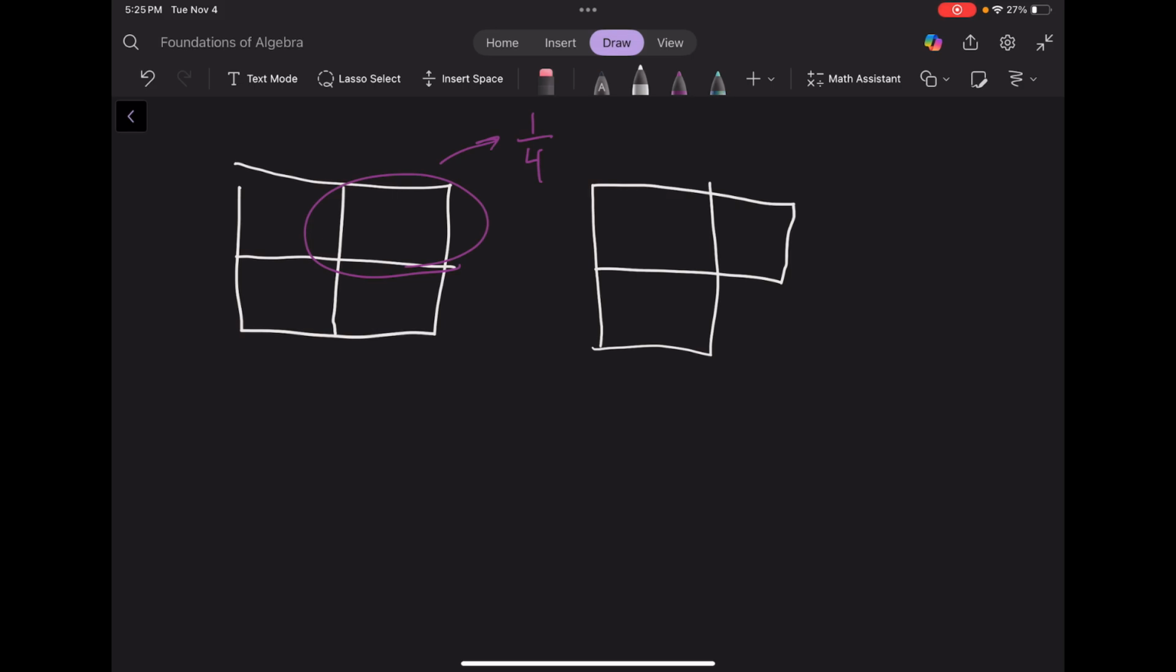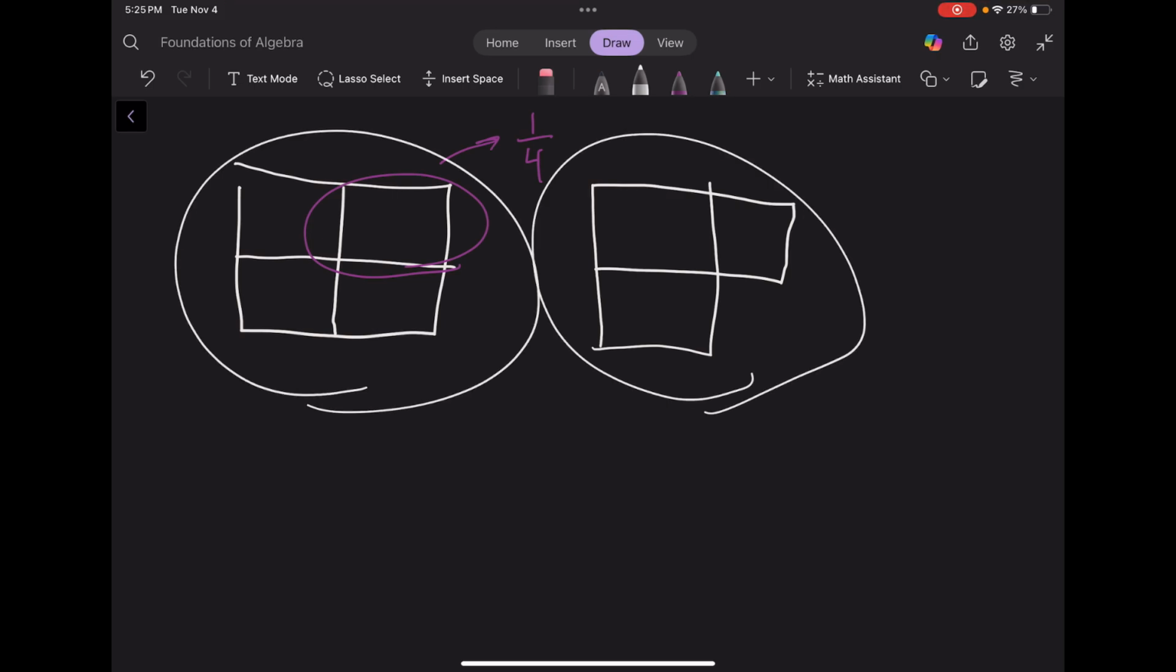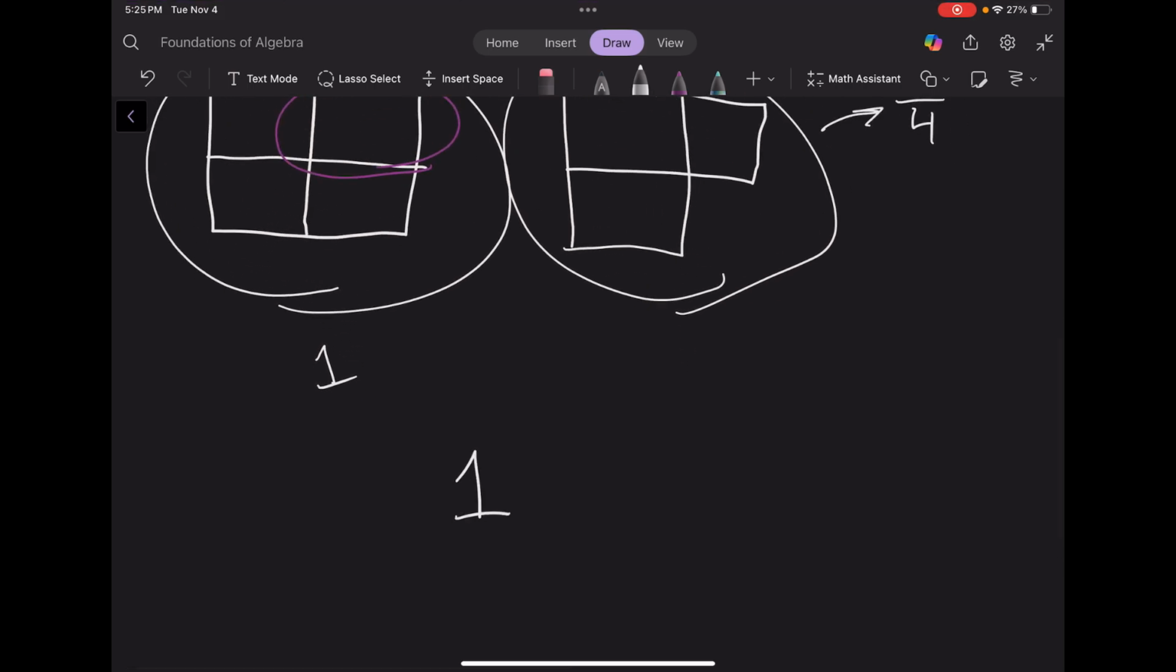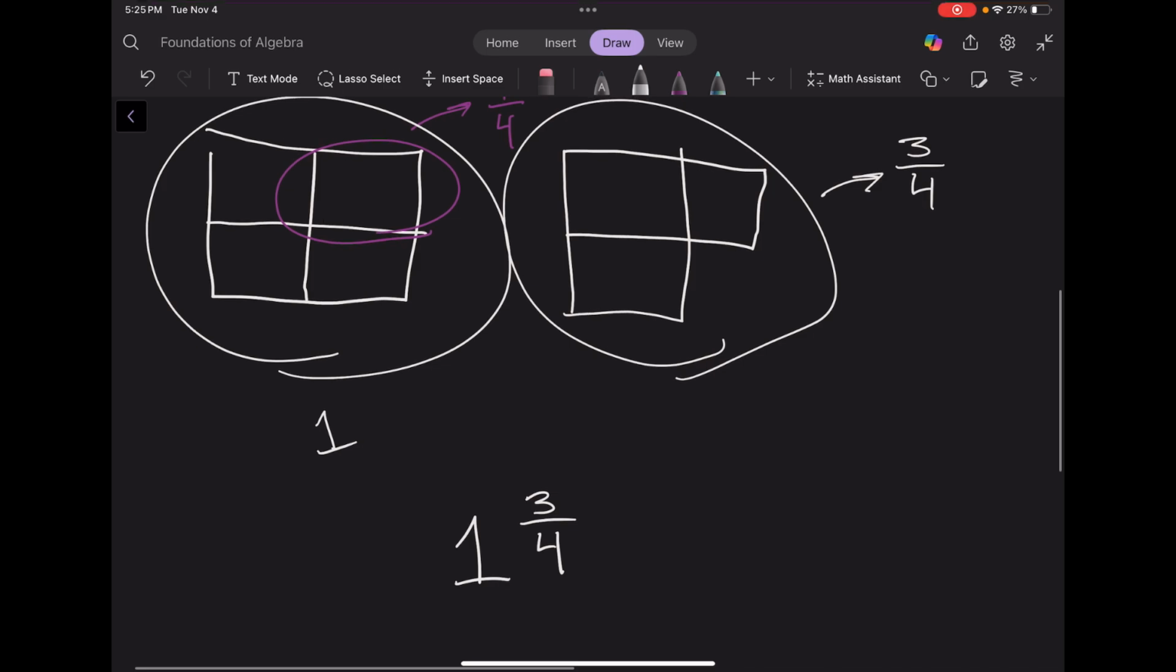So I have one group and not a whole group. This is one group. I have 3/4 of a group here. So essentially I get a fraction of 1 3/4. Can you think of any other applications, real or abstract, that have this same idea?